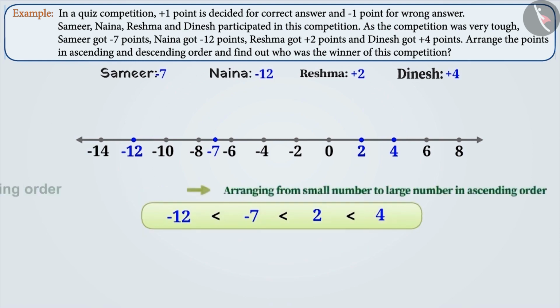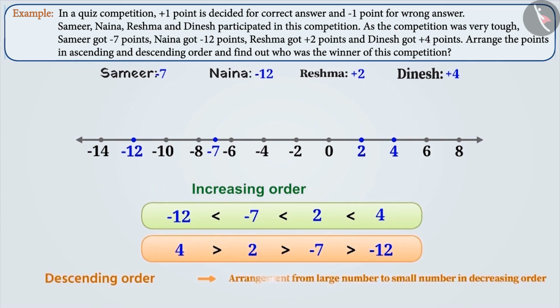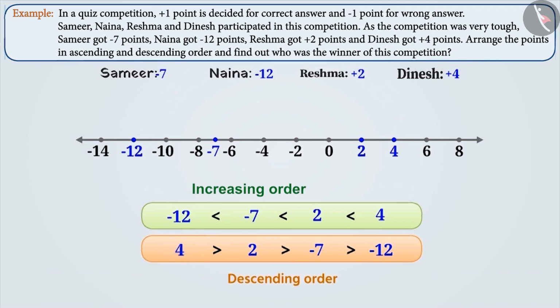Arranging the numbers from small numbers to large numbers, we get an order. The order obtained when the numbers are arranged in increasing order from small to large is called ascending order. If we reverse it, it will be called descending order. As you can see, plus 4 is the largest, so Dinesh is the winner of the competition.